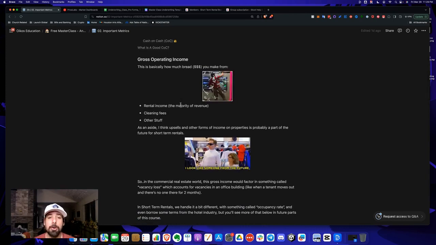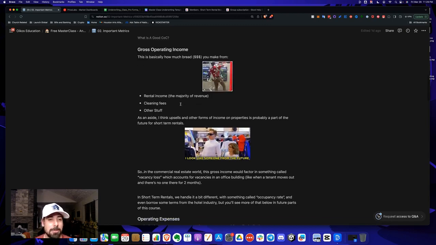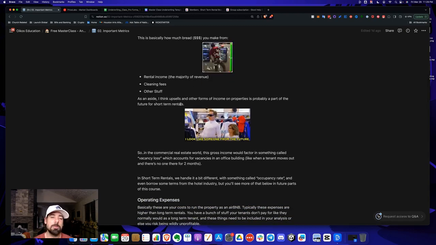First term we need to know is gross operating income, or gross income. This is just how much money you make. That's that bread, that cheddar. Most of this comes from the rental income that you make from renting it out on Airbnb or Vrbo or whatever. Some of that comes from cleaning fees. We separate that out: there are cleaning fees that you pay a cleaner to clean, and there are cleaning fees that you charge the guest. Most online travel agencies have that feature, so that is a form of income.